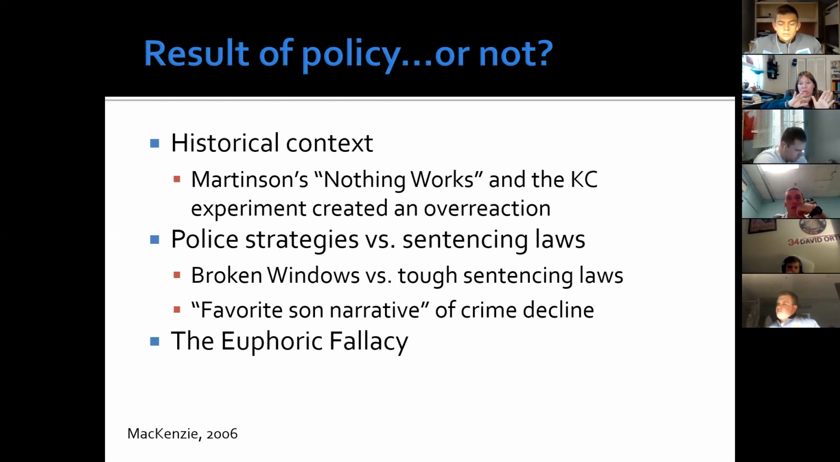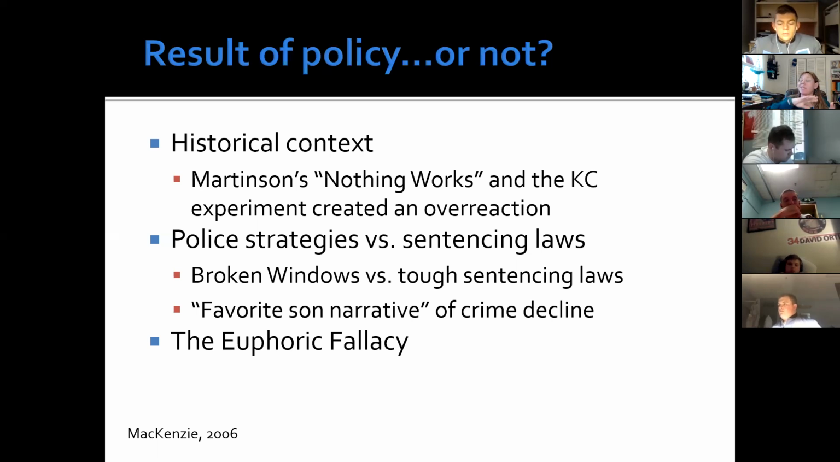Our nation said, that's it, we've had enough. And they said that the justice model was a bit of an overreaction. So after people started to see that decline in the early 90s, the race was on to point the finger at what caused it. All of these independent states or cities were coming up and saying, my policies are the reason why the crime rate is declining. So this is what researchers started to refer to as the favorite son narrative.